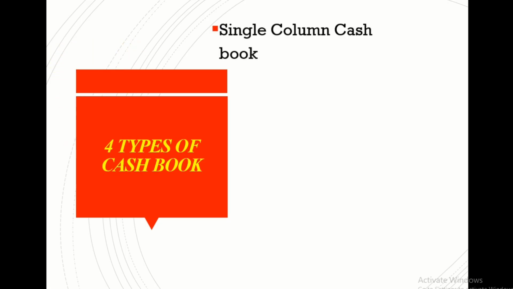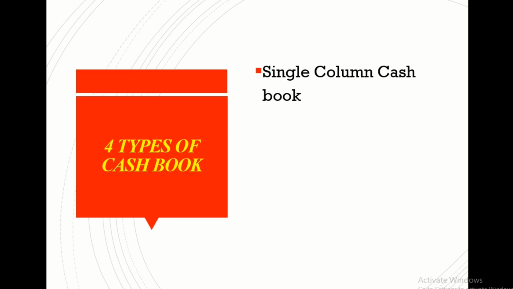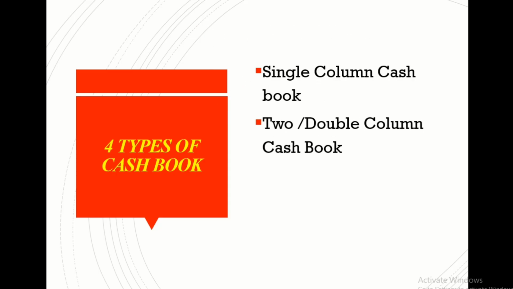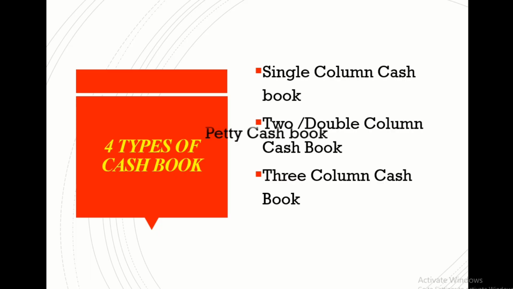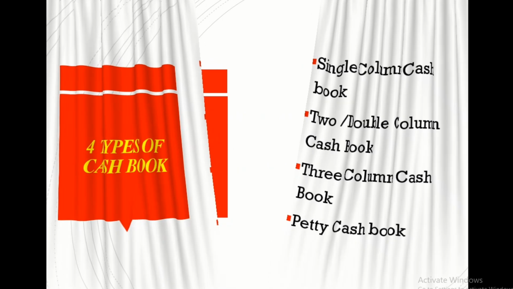Number one, we have the single column cash book, which records only cash receipts and cash payments. Number two, we have the two or double column cash book. This records even bank transactions, that is its particularity. Number three, we have the three column cash book, where we have even discount related transactions, discount allowed and discount received. Number four, we have the petty cash book, which is special for recording smaller transactions. It is something that you need to remember.